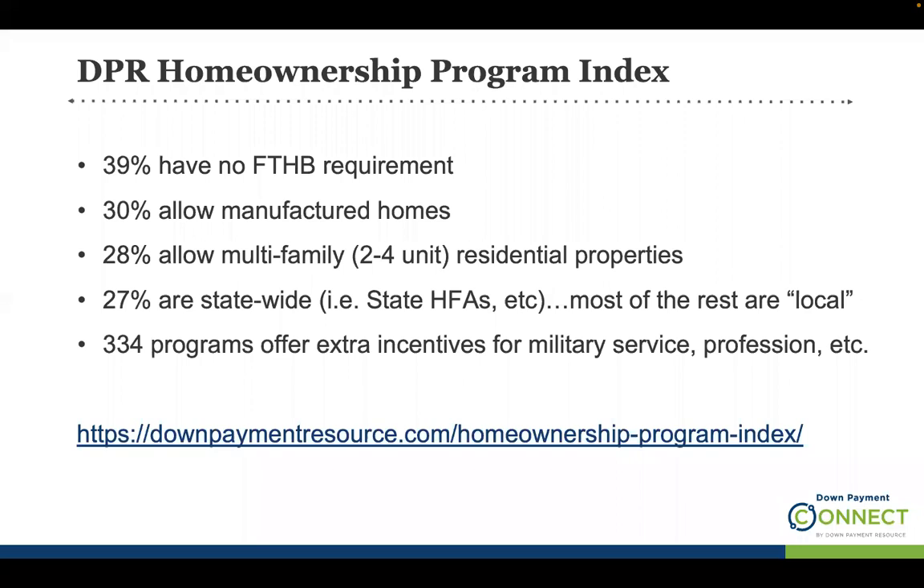27% of these programs are statewide, meaning they come from a state housing finance agency or a similar entity in many of these states. That means that most of the rest of these programs are local. They come from a city, they cover a city, they come from the county, they cover the county, they come from a nonprofit. Maybe they're multi-city, multi-county, but they're local, right? That's where all the other layers of opportunities come into play.